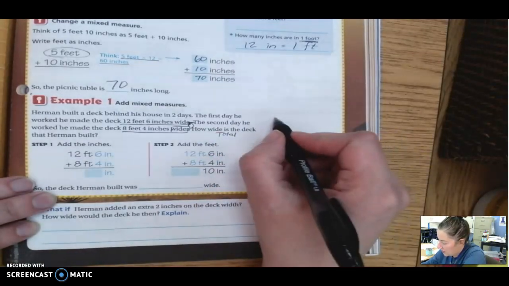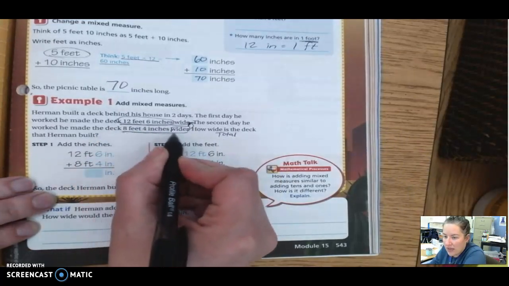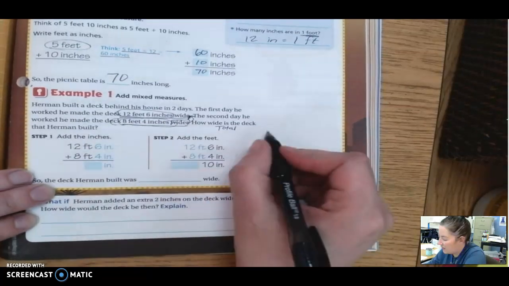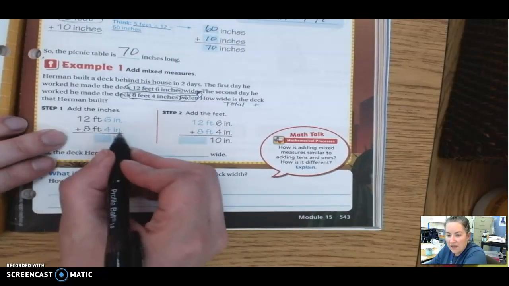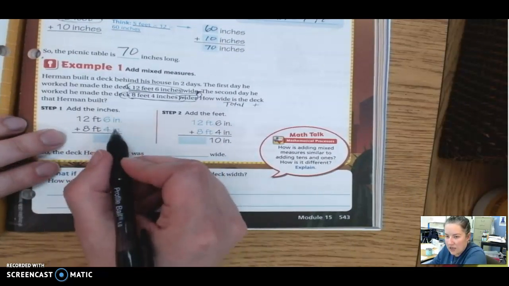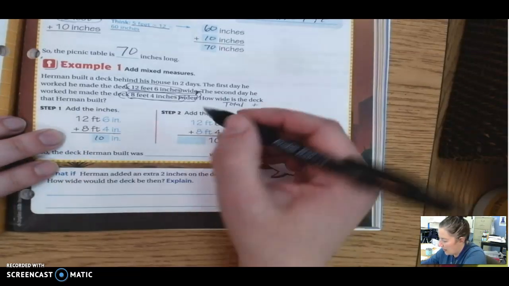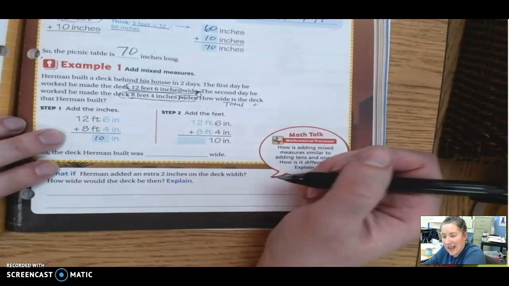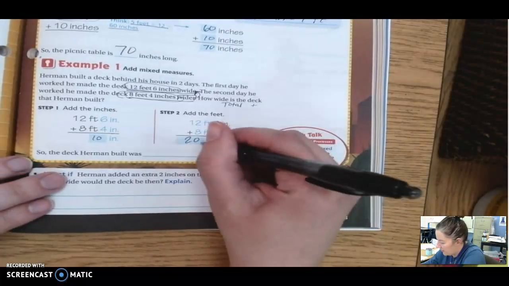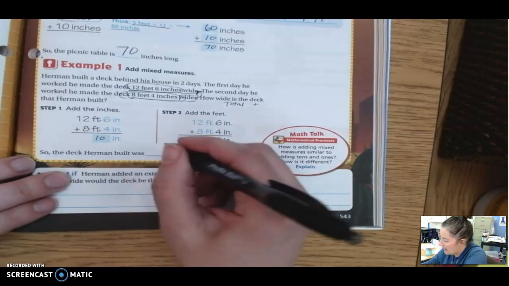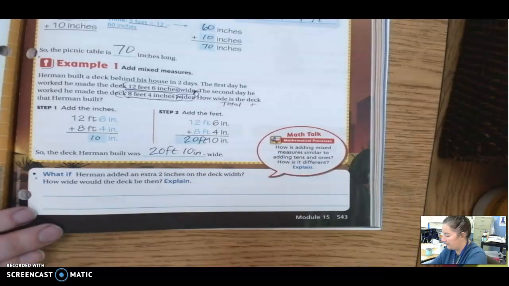So the very first part he built, 12 feet 6 inches. Then he added 8 more feet and 4 more inches. So we're going to have to add to find this total. 12 feet 6 inches, 8 feet 4 inches. Let's start just by adding the inches part. 6 inches plus 4 inches is 10 inches. And then 12 feet plus 8 feet is how many feet? 20 feet. So the deck that he built was 20 feet and 10 inches wide.